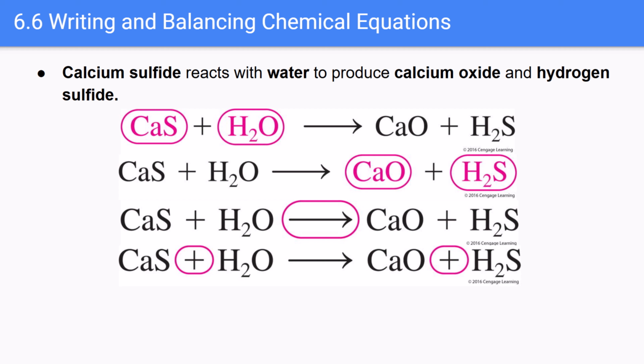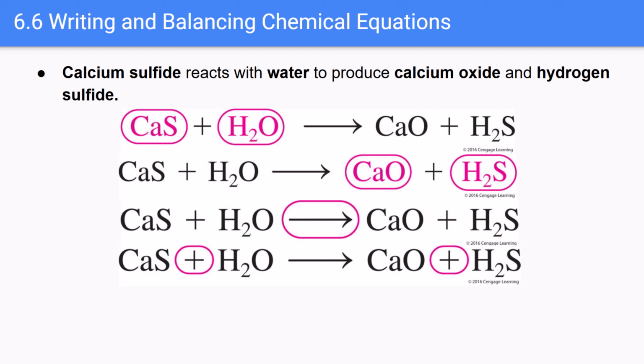So for example here, I would use the terms calcium sulfide reacting with water to produce calcium oxide and hydrogen sulfide. So knowing your nomenclature is going to be very important here because we need to make sure that we write out our chemical formulas correctly. So in the example here, you see that CaS plus H2O yields CaO and H2S, and we'll talk about how we predict that a little bit later on.